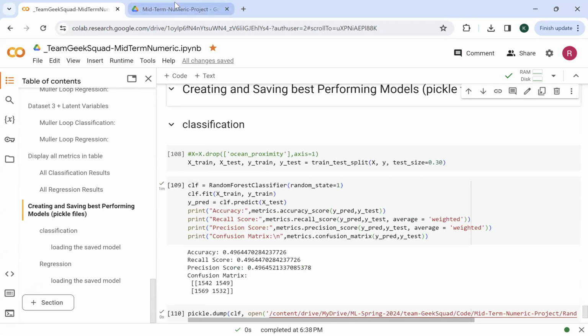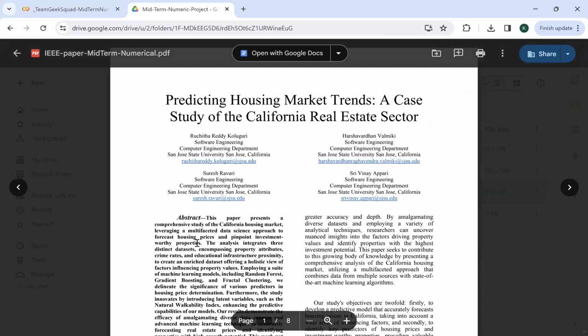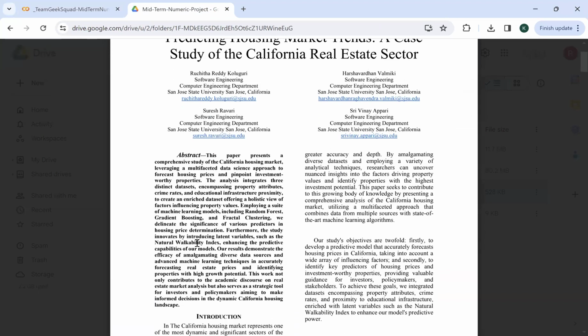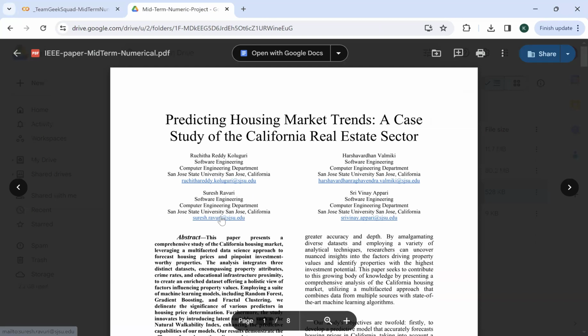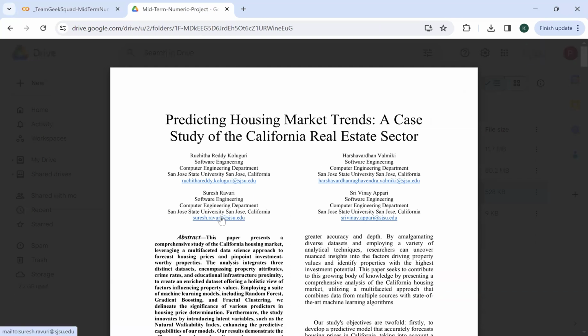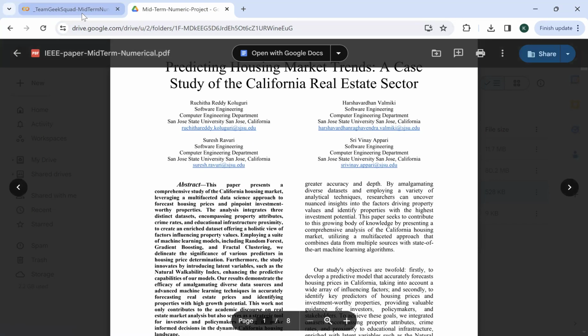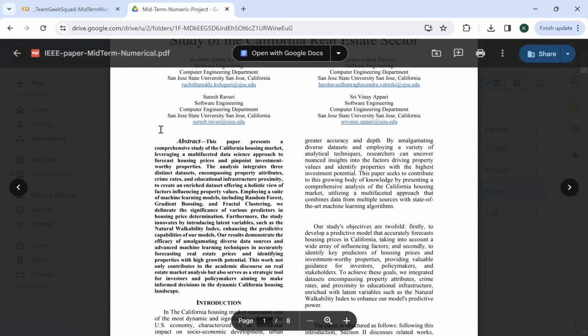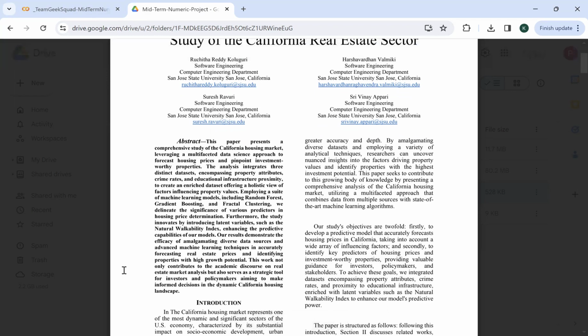That's it. Let's take a look at the IEEE paper. Here we have entered all the format and all the things we have mentioned, some of them in the Colab. First we can take a look at the abstract, which tells about the California housing market, the analysis integrates the project data sets encompassing the property attributes, crime, etc.